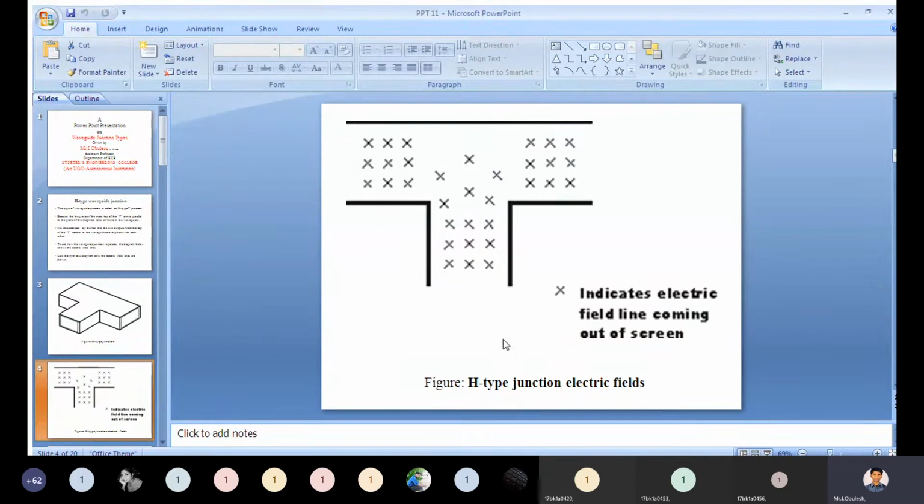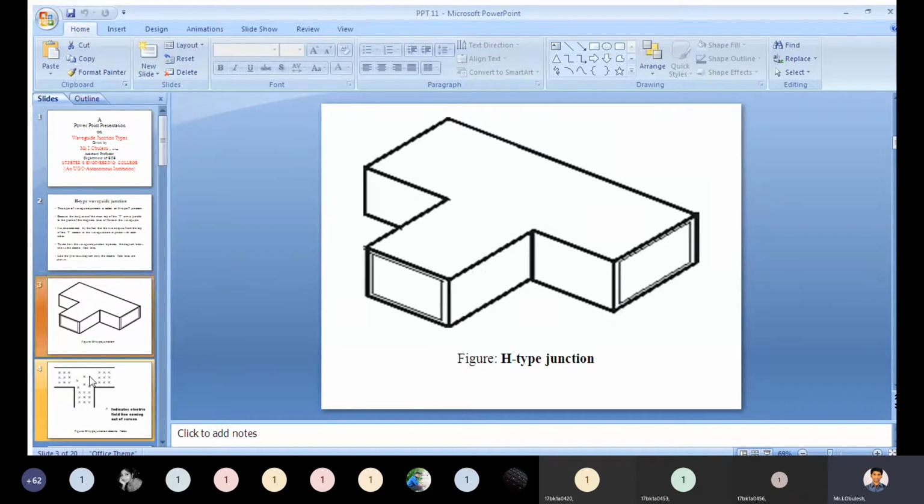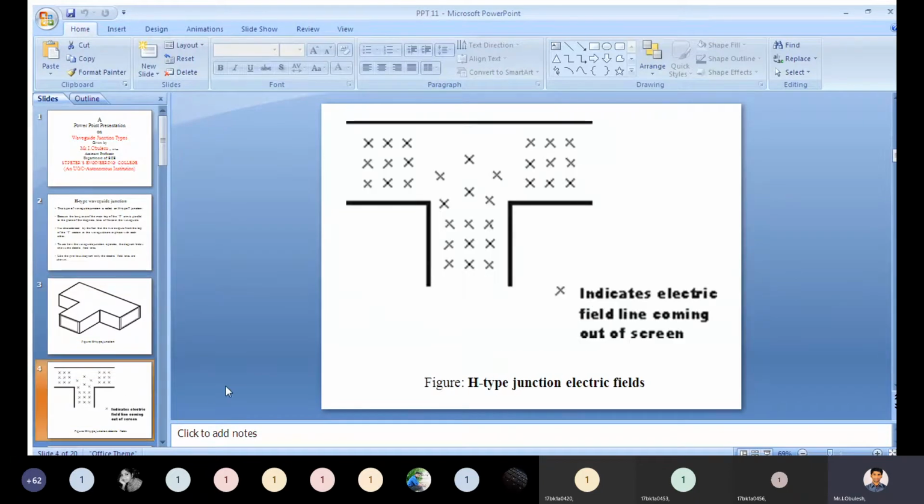Just you need to see. Like in the previous diagram we already mentioned, in the previous diagram we have already seen that, right? So only the electric field lines are shown in this figure, this H-type junction electric field. We are able to see only electric field lines.